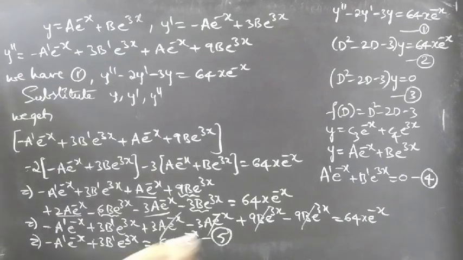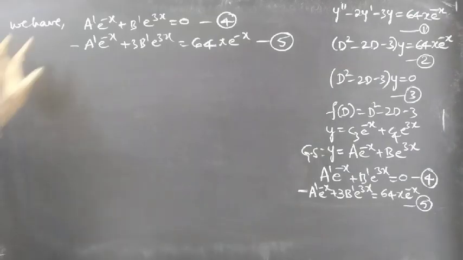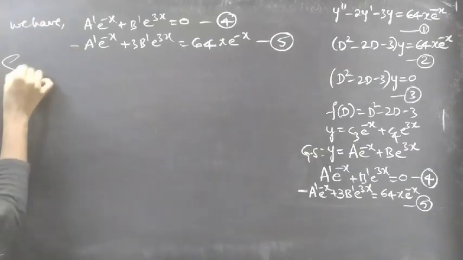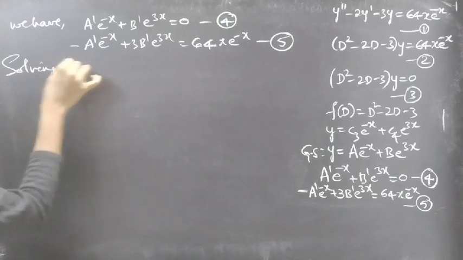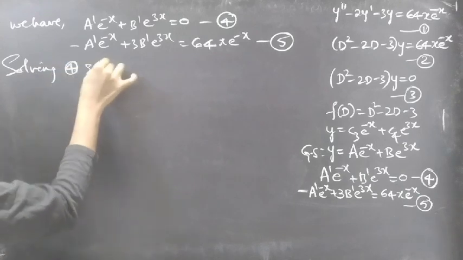Now we can solve equation 4 and equation 5 to find a dash and b dash. Later we'll find a using a dash, and b using b dash. Now let's solve equation 4 and 5. We have equation 4 and 5. Now we are going to solve 4 and 5.